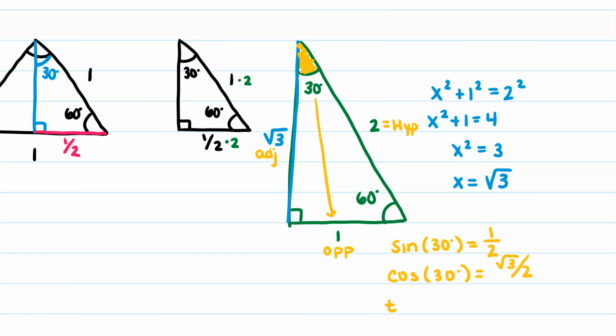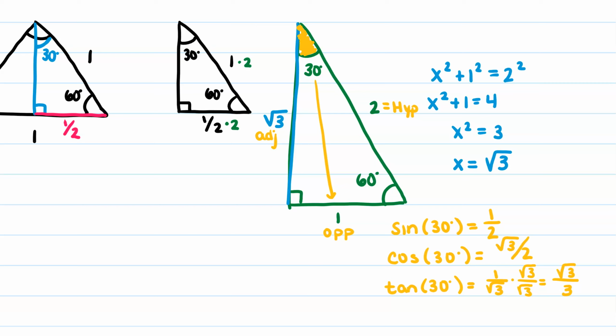And now if I want to do tangent of 30 degrees, it will be opposite over adjacent. So 1 over the square root of 3, which if we rationalize that, we're multiplying by the square root of 3 on top and bottom, we get square root of 3 over 3, because those two square roots of 3 cancel into just 3.